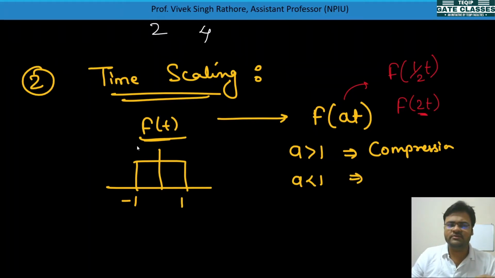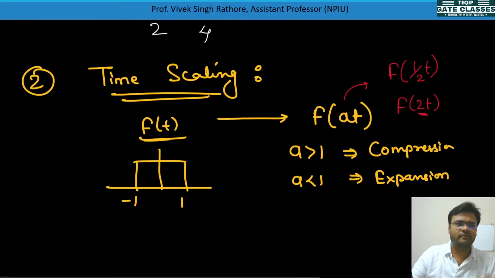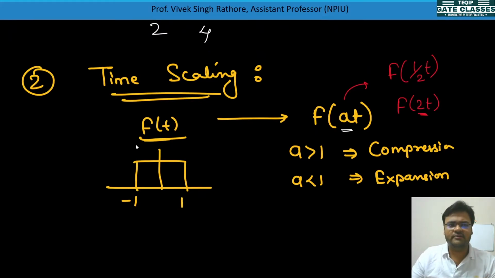And if a is less than 1, you will get to know that it is expanded. Expansion will take place, okay. Let's see how. First of all, you need to understand how we do it. So f(at) is there. Whenever you need to calculate, let's suppose f(2t) is there, whatever a will be there here, you just need to divide the values by a, okay. Whatever the values will be there, you just need to divide with a. You will get the answer.